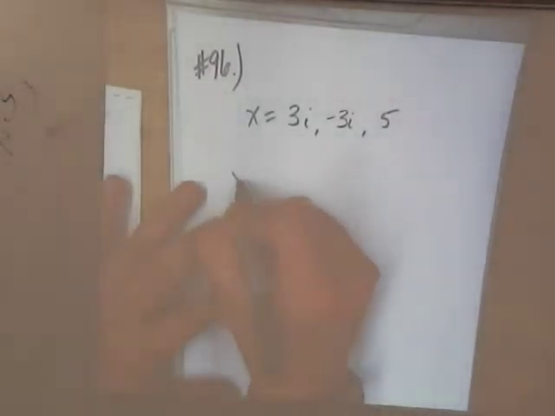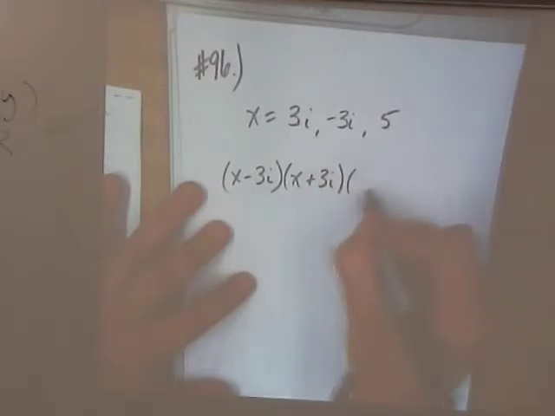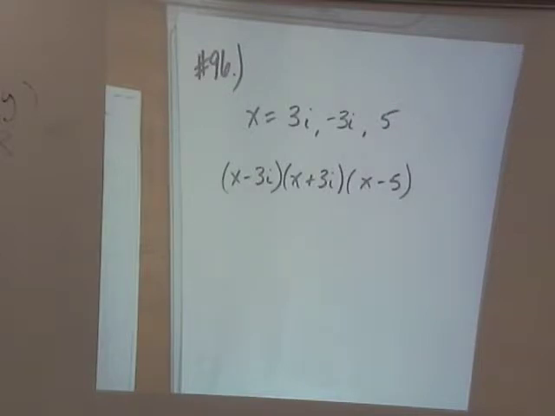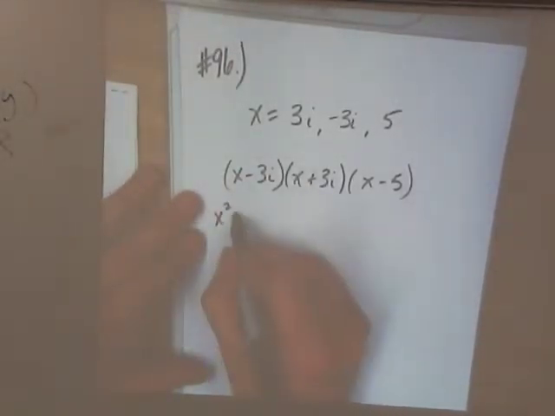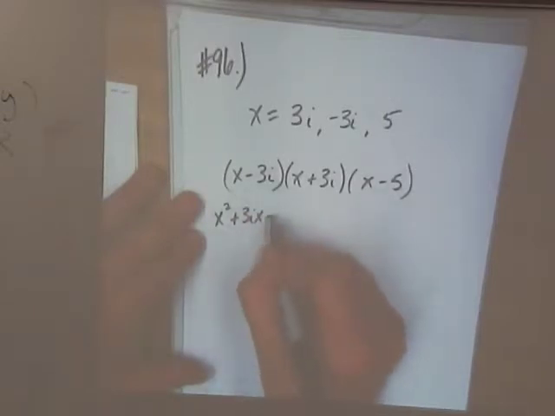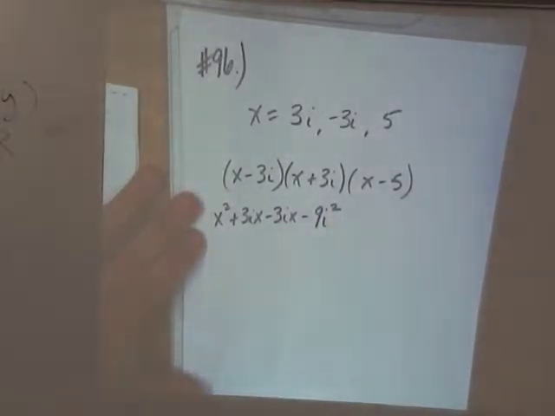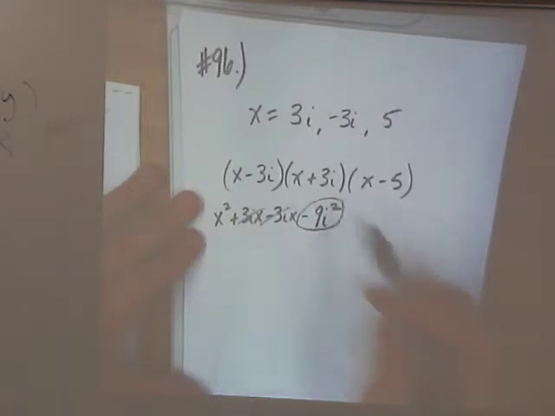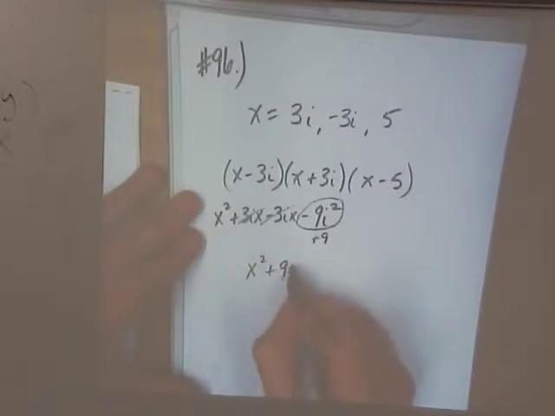So it'll be x minus 3i, x plus 3i, and x minus 5. Make sure you do your pairs first. If you do it correctly, your i's will go away. Alright, so let's do these two. I'll get x squared plus 3ix minus 3ix minus 9i squared. These cancel out. What does negative 9i squared become? Plus 9. So it'll just be x squared plus 9.